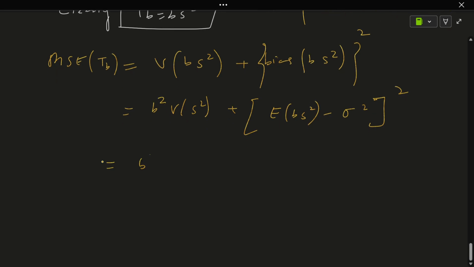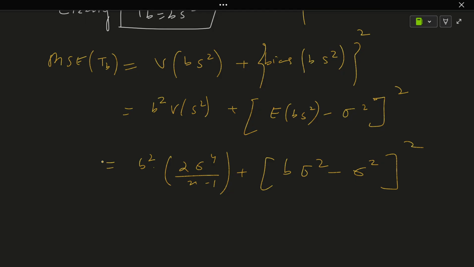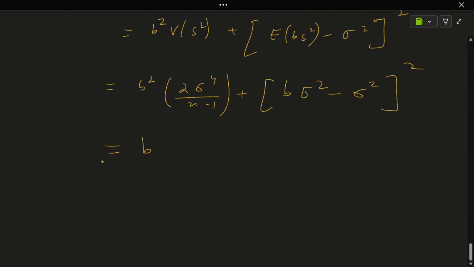So this is b square. What's the variance of S square? That is 2 sigma 4 upon n minus 1, plus what's the expected value of S square? That is sigma square minus sigma square ka whole square. So this is b square times 2 sigma 4 upon n minus 1 plus sigma 4 will be my common. This will be (b minus 1) whole square. It's simple calculation here.